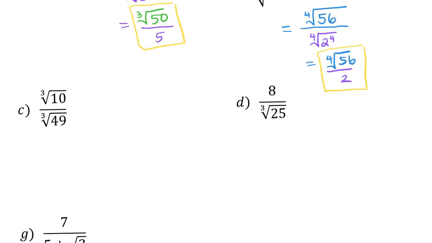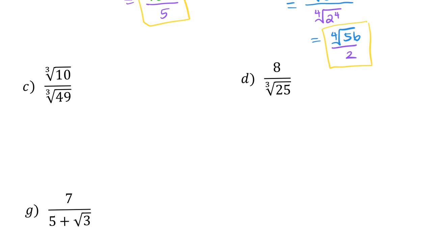I guess try trickier ones. Third root of 10 over third root of 49. 10 doesn't divide by 49 for sure. The other thing is I don't want to multiply it by 49 to the second power. So let's rethink this. I'm going to rewrite this. 49, I already know is 7 times 7. How many more 7's do I need to make it 7 to the third? I need 1 more. If I do it to the bottom, I do it to the top.